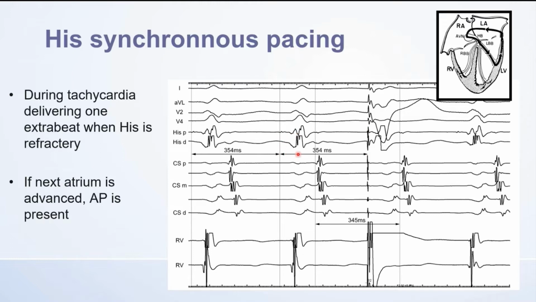This is the cycle length of the arrhythmia, and you see here a ventricle ectopic beat, which led to the advancement of the atrium. This atrium is conducted over the accessory pathway by capturing the ventricle, and it is not able to really conduct retrogradely over the His, yet it advances the next atrium. This is proof of the presence of the accessory pathway. So this is so-called His synchronous pacing.